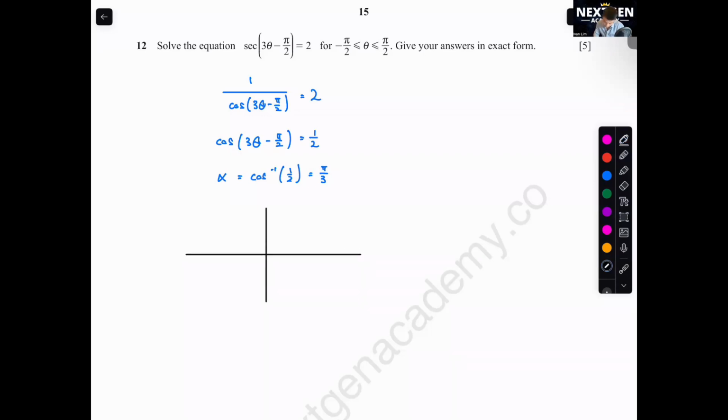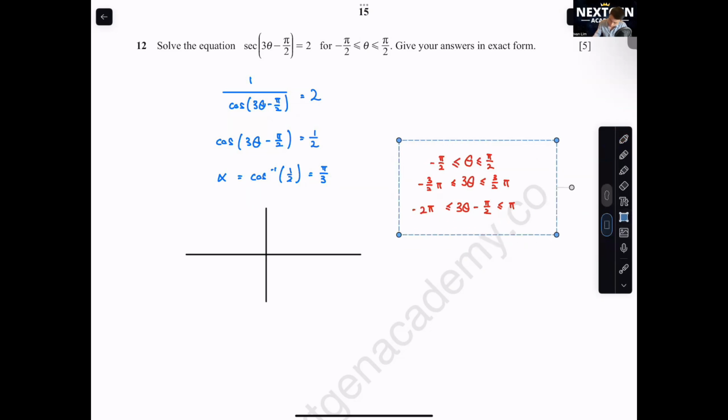Okay, ASTC. What about ASTC that we need to know? First thing, we actually need to find what's the angle first. So we are solving for 3 theta minus pi over 2. We start from here. Theta is from negative pi over 2 to pi over 2. 3 theta, you multiply the whole thing by 3, you get negative 3 over 2 pi to 3 over 2 pi. Then you minus pi over 2. You get negative 2 pi until pi only. This is the angle that we want.